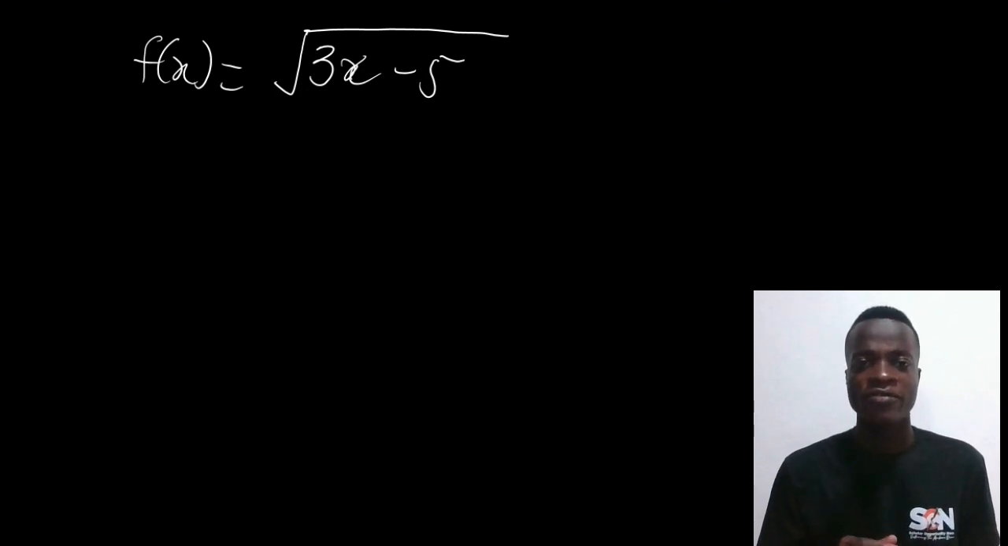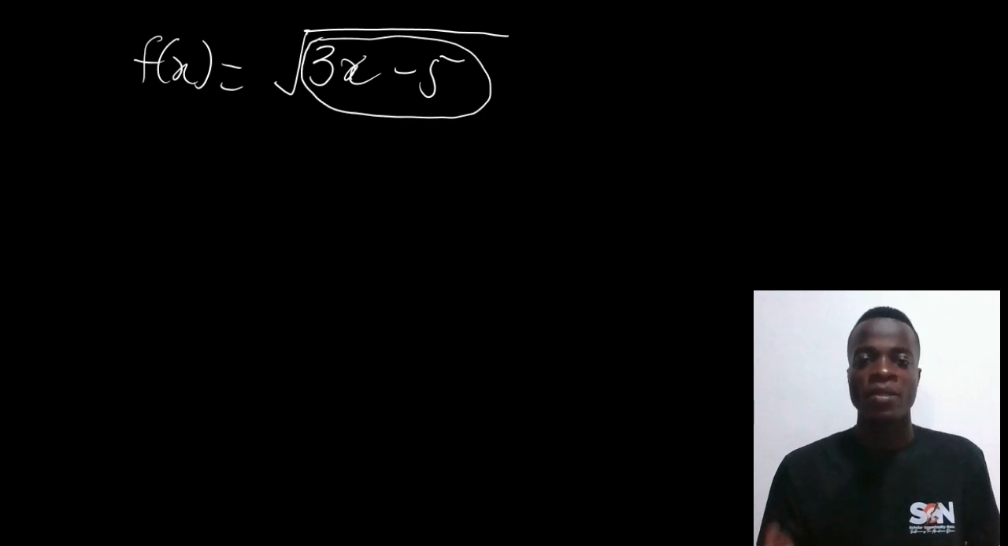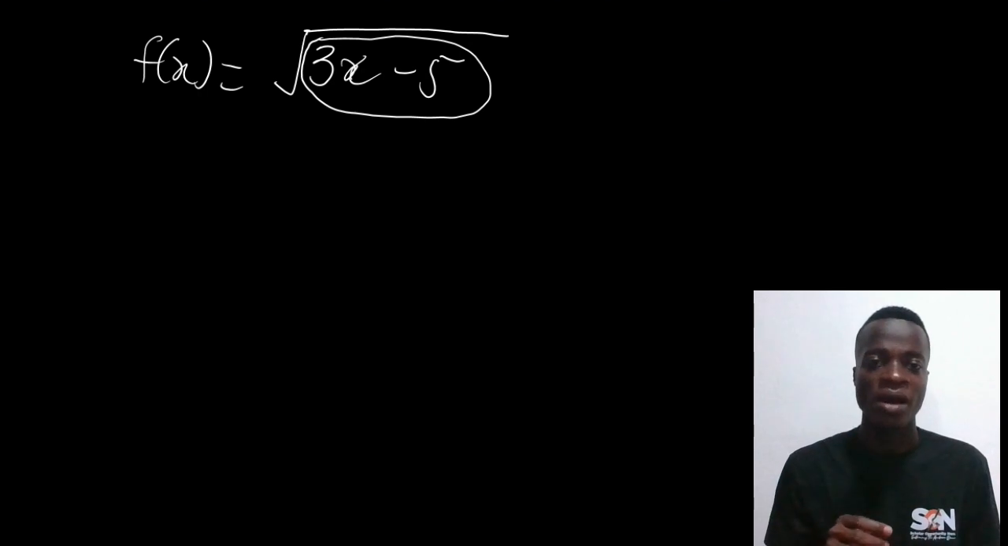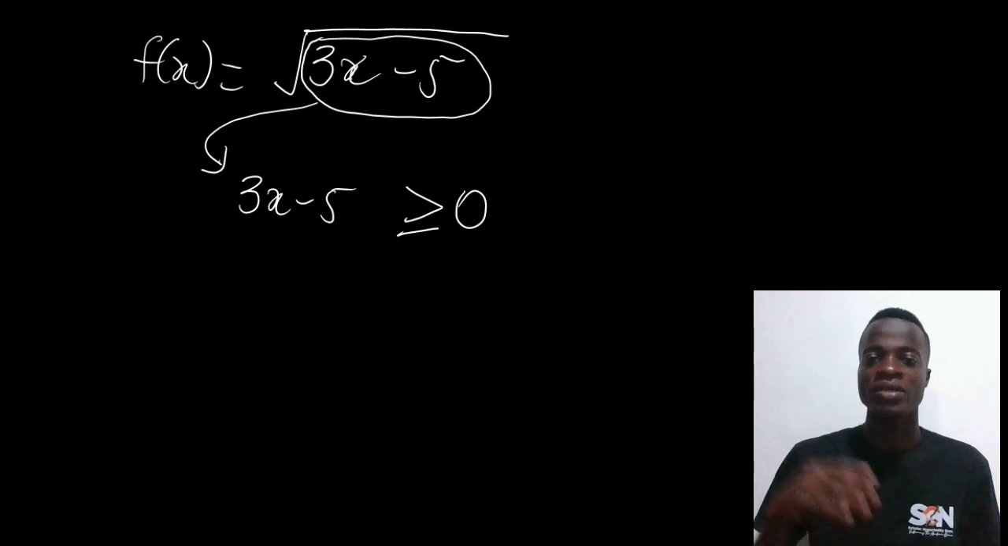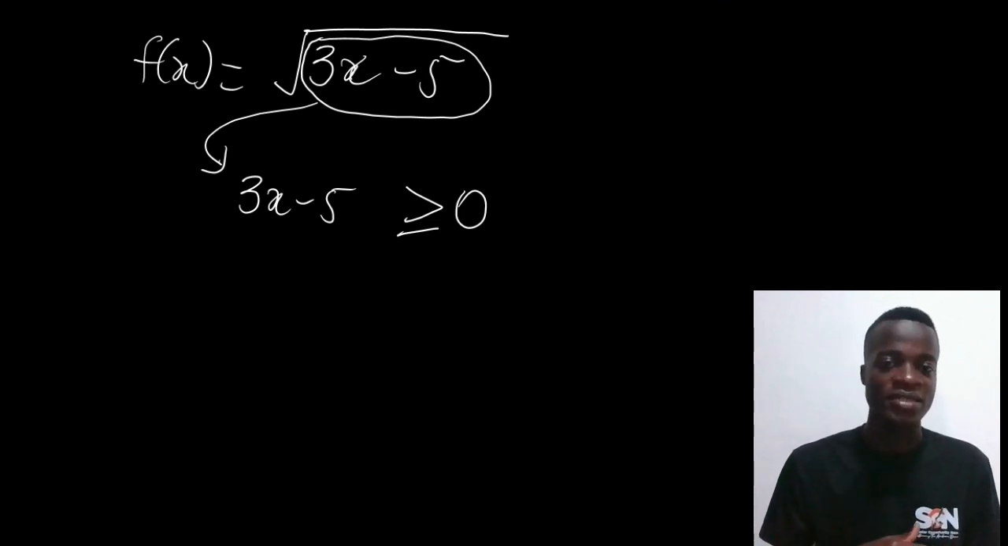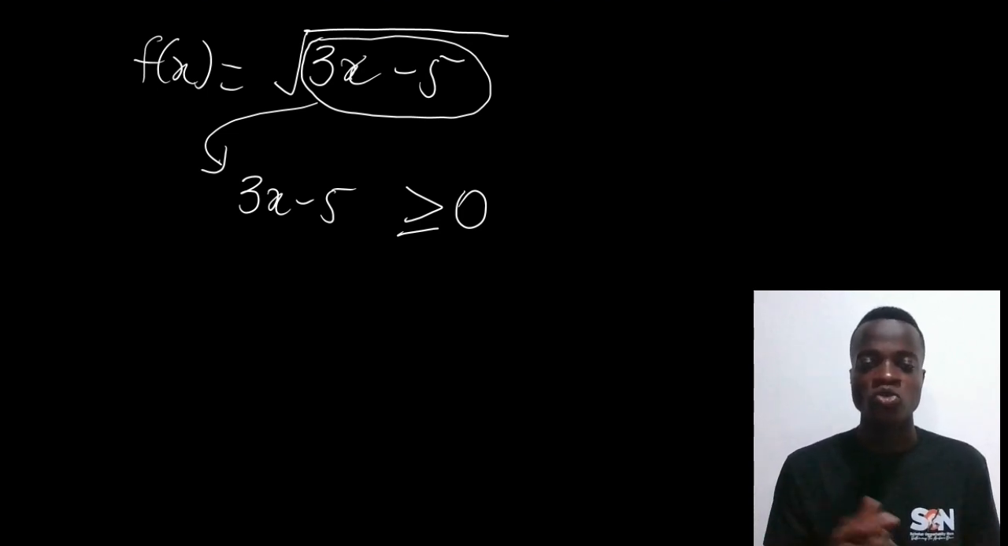In this first example, we have the expression square root of 3x minus 5. For this to be valid, for it to belong to the real numbers, whatever is under the square root should be greater than or equal to 0. It can be 0 or anything greater than 0, but it can never be less than that. So 3x minus 5 is greater than or equal to 0. With this, you can solve for x.